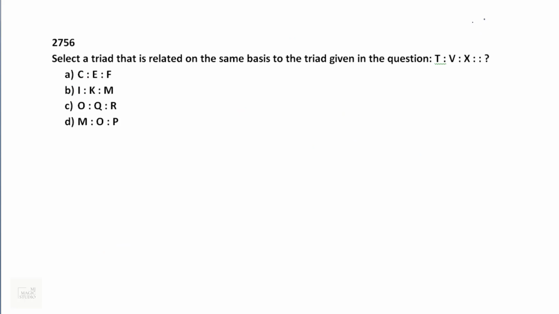Pause the video and try to solve. You know the drill. Select a triad, a combination of 3 things, that is related in the same basis to the triad given in the equation. T, V, X are related somehow. T, U, V, W, X. That means it is plus 2, moving one place ahead each time. We need to identify which option follows the same pattern. C, D, E, F is not. Then we have I, J, K, L, M, and it fits. I, K, M is the fit with T, V, X, and we move on.